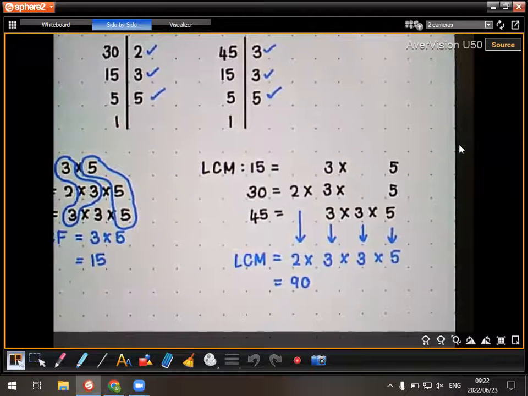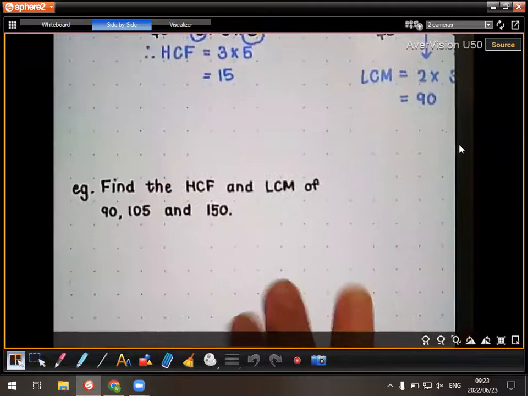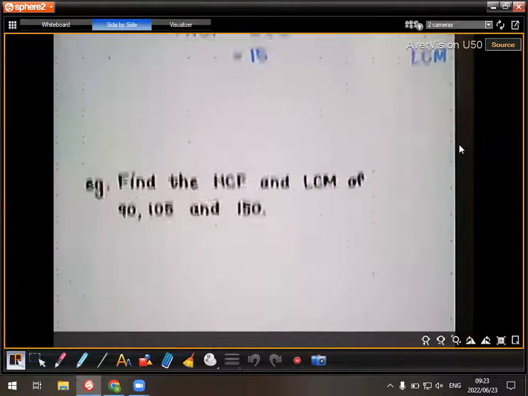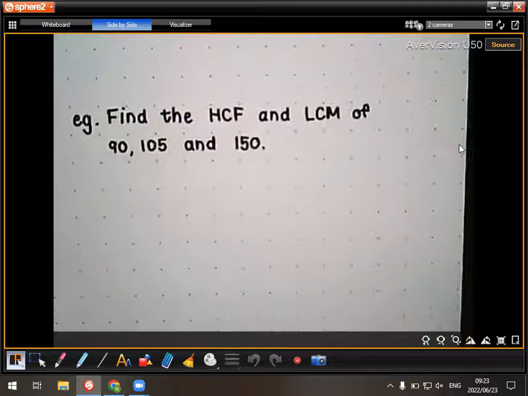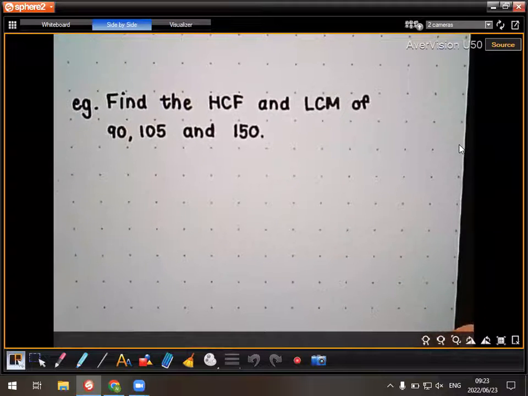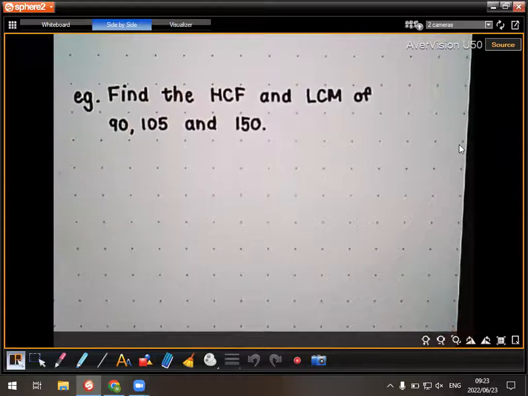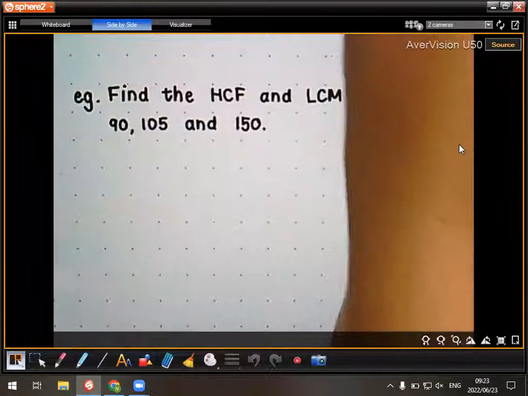Any questions, guys? Okay, are we going to do another one now? 90, 105, and 150. I want you please to do the factor ladders on your own quickly. All right, so you're going to do a factor ladder for 90 and one for 105 and one for 150. Don't use a calculator, guys. Please, in a test or exam, you're not going to be allowed to use one. So you have to practice that. Okay, so for 90, 105, and 150, I'll give you some time to do that.